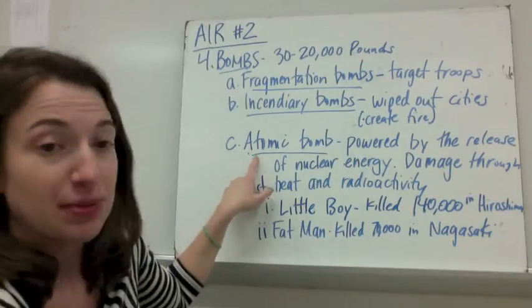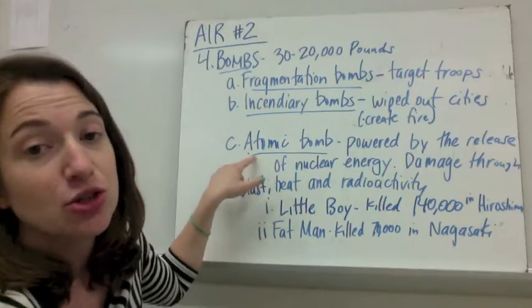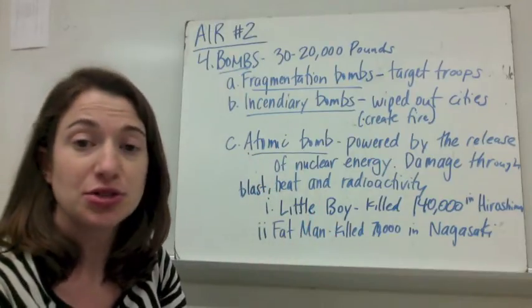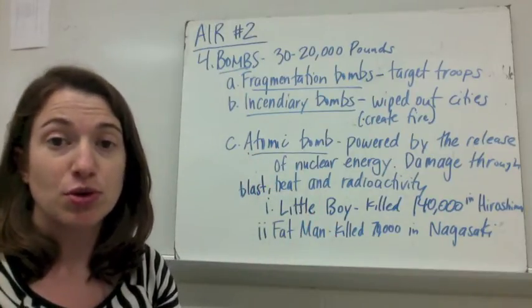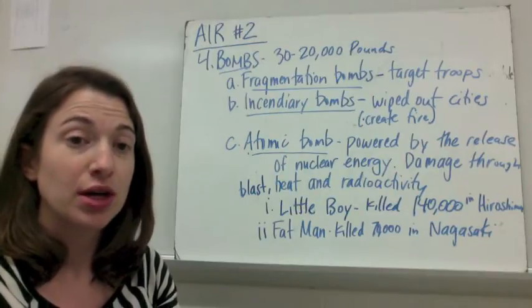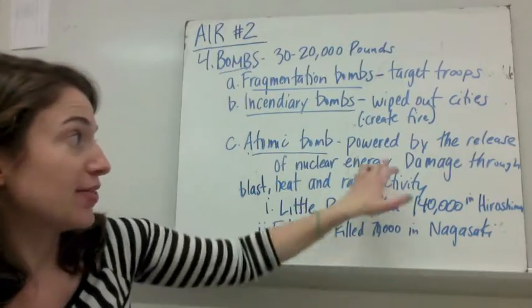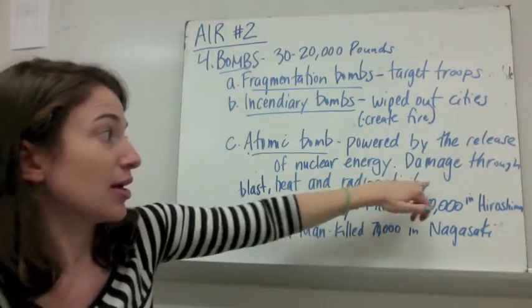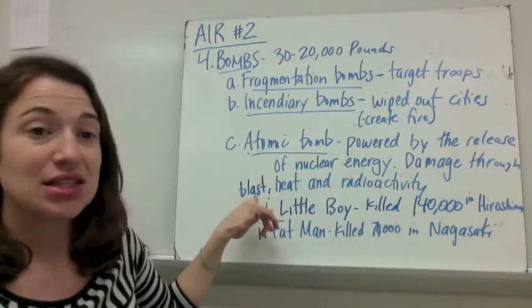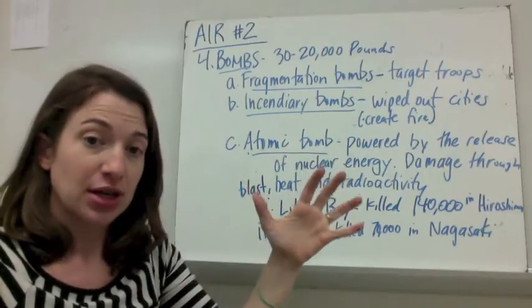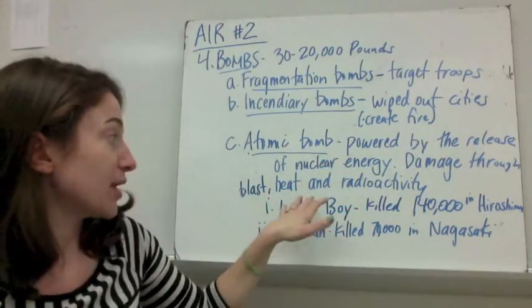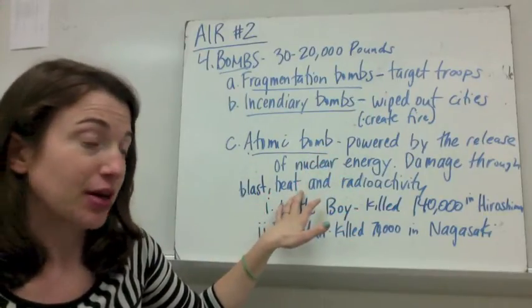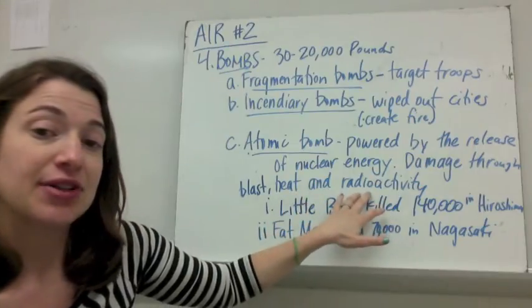And then the most famous bomb is the atomic bomb. And only 2 of these have ever been used in history, and they were used during World War II and essentially ended the war with Japan. And these are powered by the release of nuclear energy. The damage comes through the blast that they push out as they drop, the heat that comes from there, and then the radioactivity that's left later.